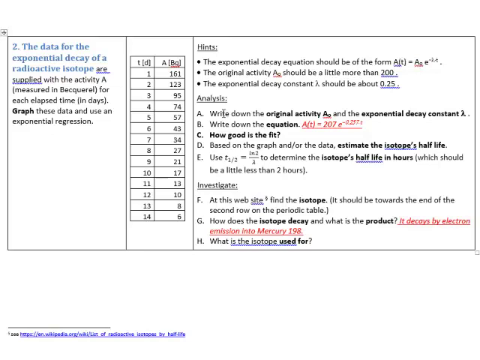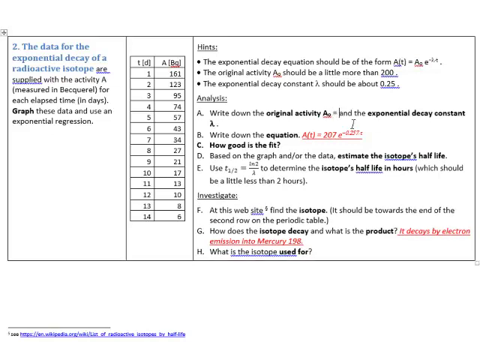Write down the original activity A0 and the exponential decay constant lambda. So this one is then the 207 rounded, and this will be becquerel, BQ, and the exponential decay constant lambda. So that one is the 0.257 rounded, and then write down the equation. We already did that. So that's kind of a giveaway for how good the fit is.